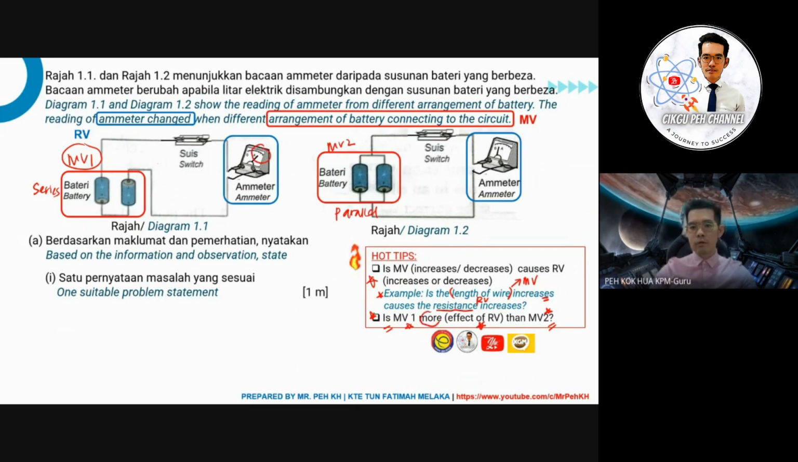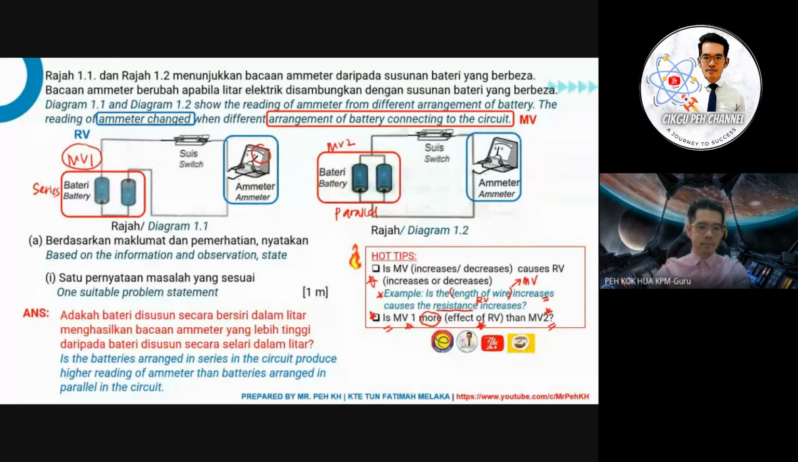Here, for whichever MV you choose, you can give higher or lower, no problem. I will give higher reading of the ammeter. So the MV1, the arrangement of the battery in series, will produce a higher reading of the ammeter, which is the effect on the RV, compared to the battery arranged in parallel. So your answer will be like this.